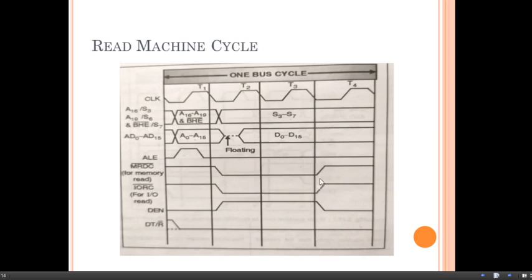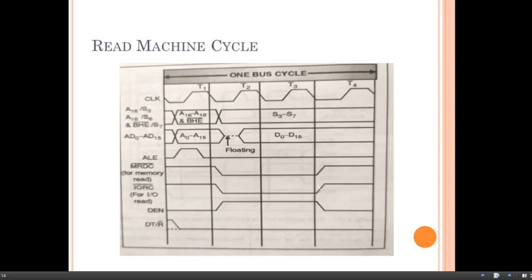In T4 clock cycle, here the memory read command reading operation is completed, so this is made high. Similarly, if IO operation is there, then this is also made high. DEN bar signal is made low in T4, and this DT/R bar continues to be in low state. So by this way the read operation is performed in maximum mode of 8086 configuration.